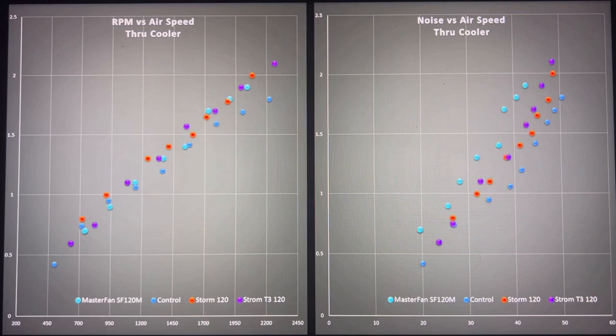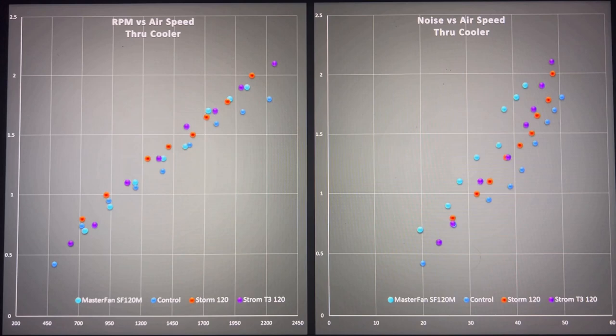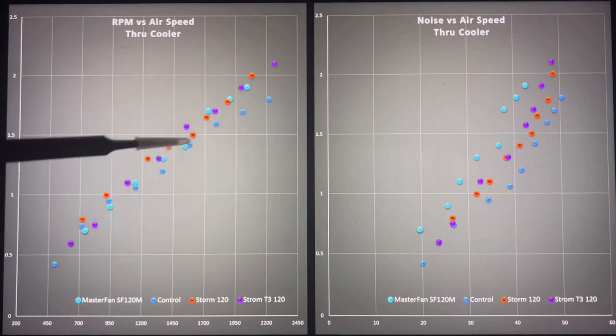noise level. And when looking at these graphs, good fans are sitting over in the top left, bad fans are sitting in the bottom right. And let's take a look at it. Starting off on the left side with the RPM versus airspeed, my control fan is this darker blue line, which anything over it represents, again, a very good fan.